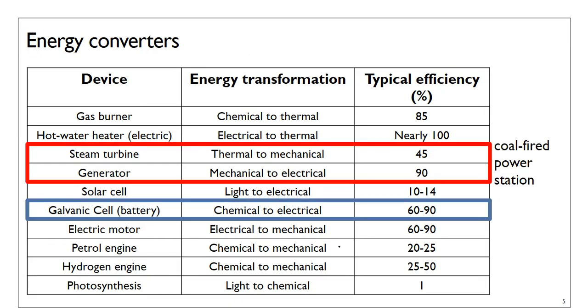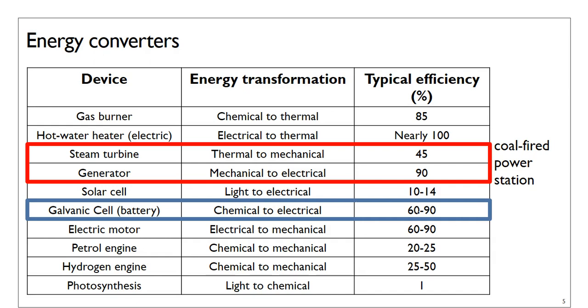And if you compare that to the energy transformation in a galvanic cell or batteries, there's only one single energy transformation, and that is from chemical energy to electrical energy, which is the same outcome that you want from a coal-fired power station. And this one's a lot more efficient because there's only one energy transformation. It's between 60 and 90%.